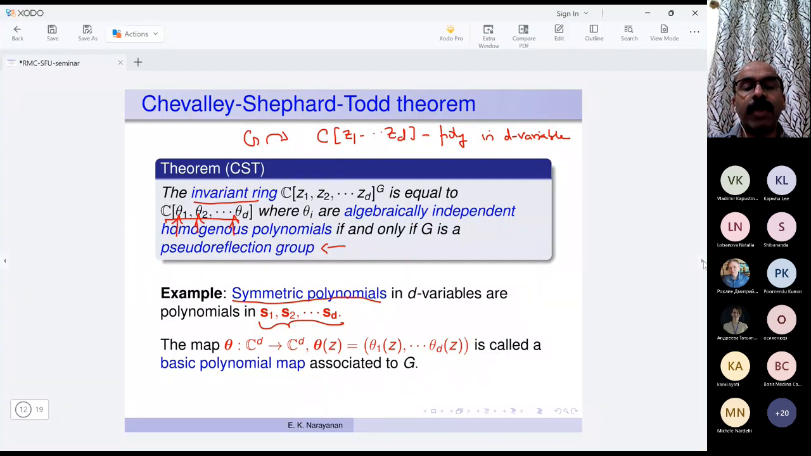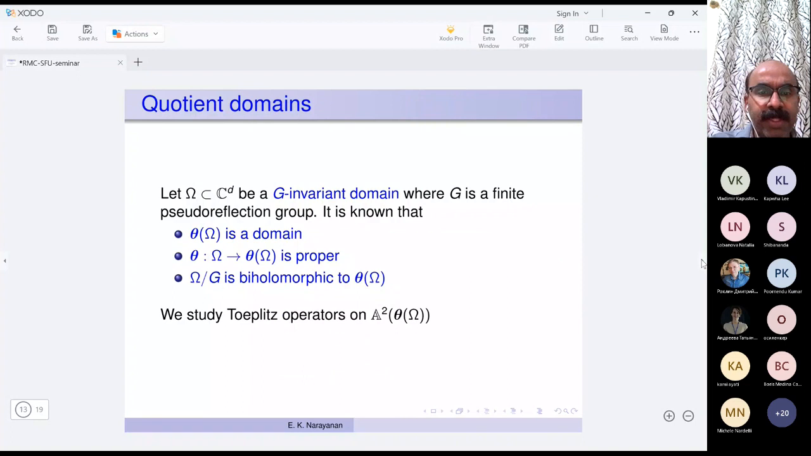So that gives me a map from C^d to C^d. θ(z) equal to (θ_1(z), ..., θ_d(z)) is called a basic polynomial map associated to G. In the case of the symmetric group, it is (z_1 + z_2, z_1 z_2). So what is the importance of this θ? We will see that soon. The quotient domains can be identified using this θ, and the map has certain properties.